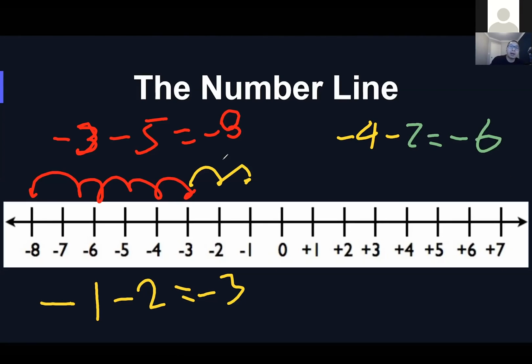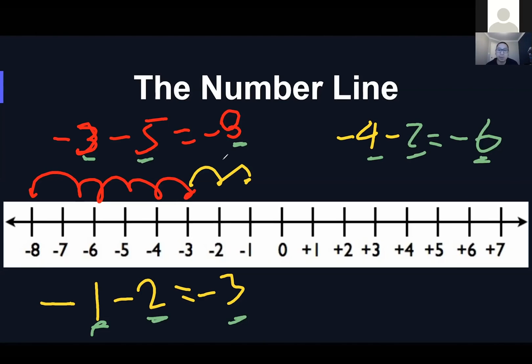What do we notice about the number at the end? The 8, the 6, and the 3. How do they relate to? How does the 8 relate to the 3 and the 5? The 3 relate to the 1 and the 2, and the 6 relate to the 4 and the 2. Ten seconds.